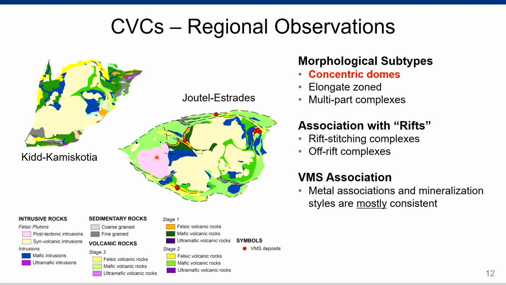Now at Jetel Estrades, we're probably looking at a dome pattern that's generated mostly by deformation. But at Kidd Kamoskosia here, this younger material is Blake River age, and the older material is Kidd Monroe age. So we're missing the Tisdale here. So this is not likely just a structural pattern. We're probably looking at younger volcanic material that's actually punching through older volcanic material.